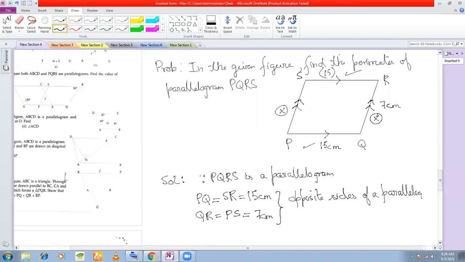We can write the short form of parallelogram also. When I start the problems, I'll be writing the short form. For now, I'm writing the full one. Opposite sides of a parallelogram are equal. Right? So therefore, you got this as 7. So what is the perimeter of this parallelogram?